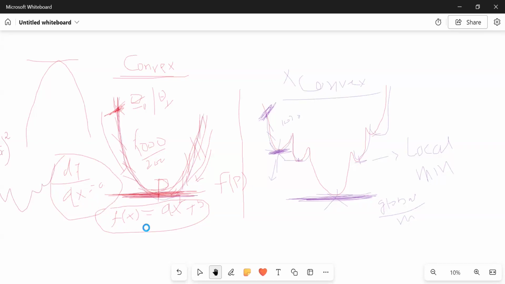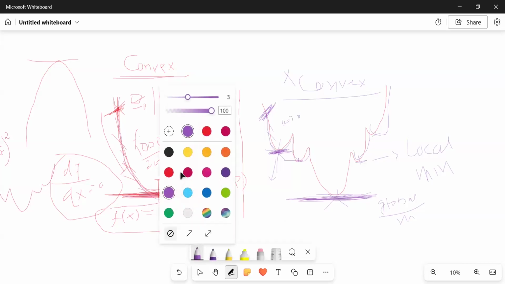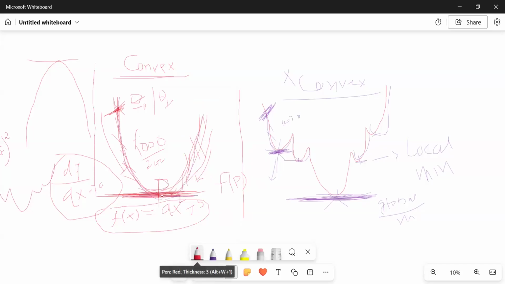iteration, meaning how many iterations I have done. Suppose I'm starting, let me draw this. You're talking about this, vertically, right? Like this.